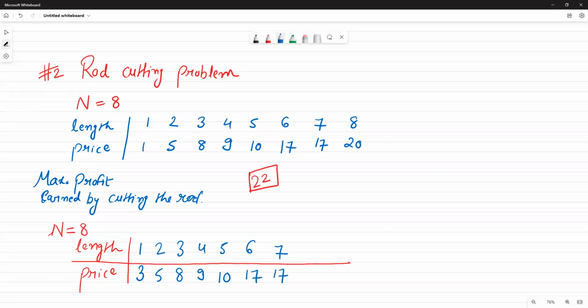Almost the same. I have just changed the value of 1, the price of length 1. That is 3 now. Other than that, the entire array is the same. Can you tell me the max profit earned now?